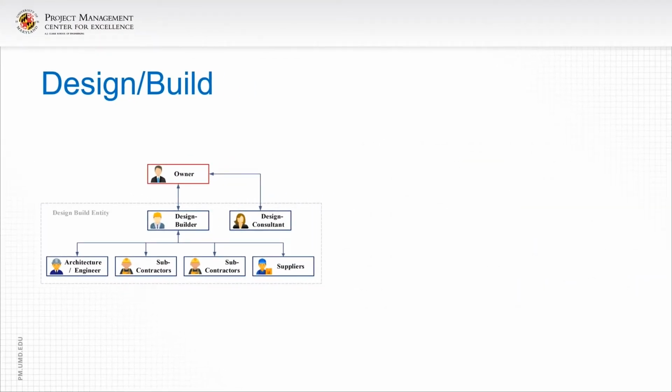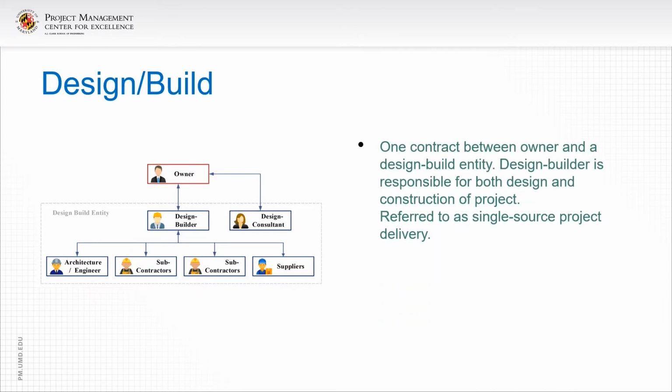Next, let's talk about design, build. One contract between the owner and a design-build entity. The design builder is responsible for both the design and the construction of a project. It's often referred to as a single source project delivery method, and it eliminates finger pointing because the entity is involved in the design and the construction and can't blame others.